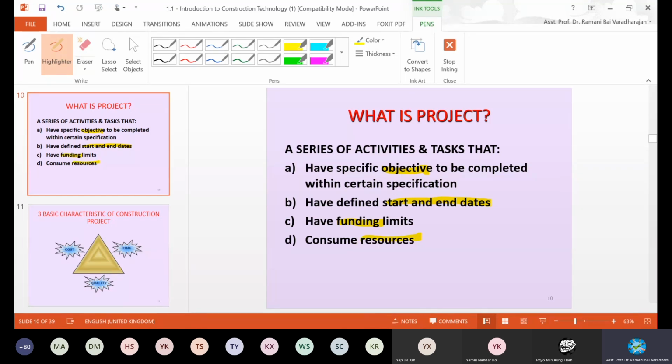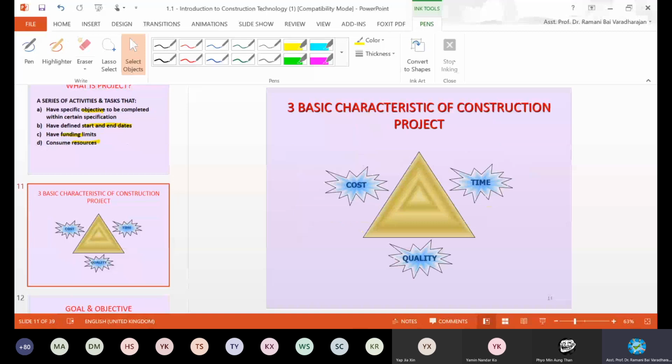Any project will have 4 basic elements. It should have objectives, a timeline, funds and resources. Correct? These 4 basic elements are necessary for any project. Joined together, you can say it's a well-defined project. Come on, next one.